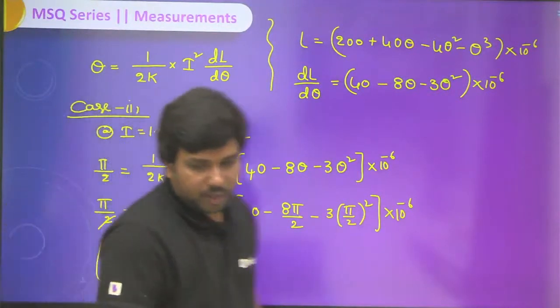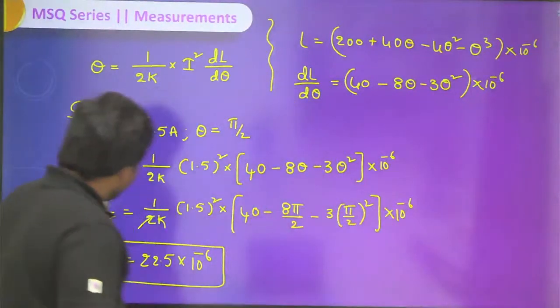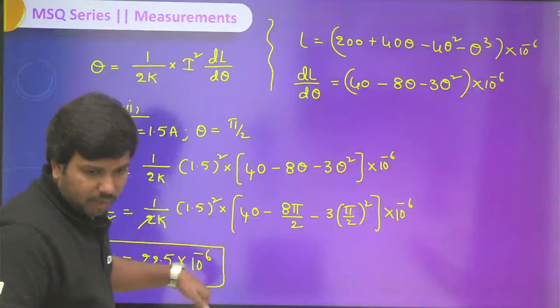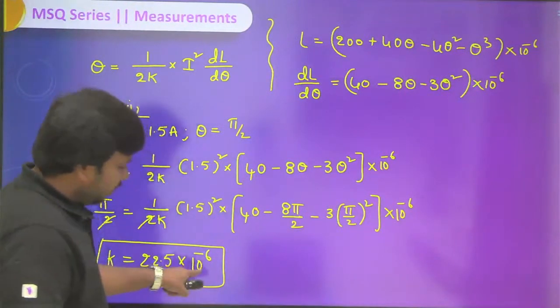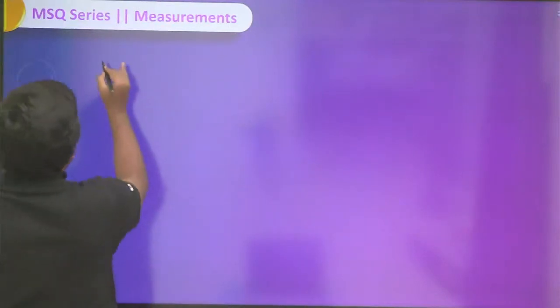Please come for me here, guys. Okay, so once you get this value, after calculating the total value and getting the value of k, Raghu, please tell me whether you have 10 power minus 6 here or not. Then move ahead to case 2.